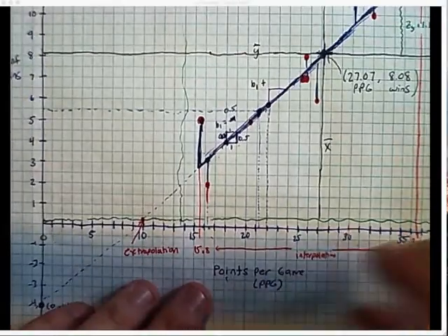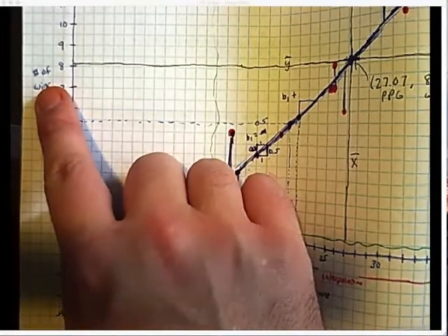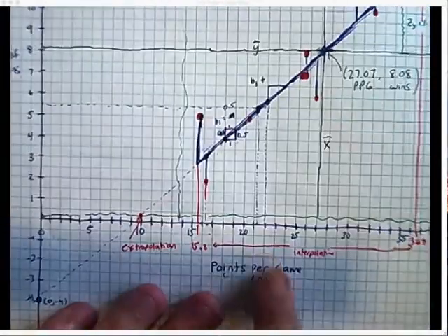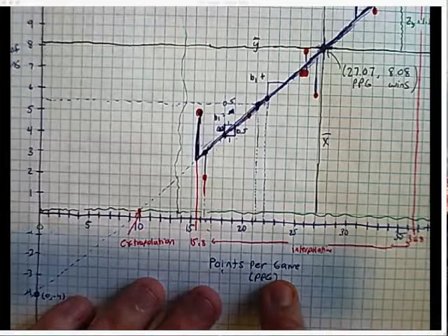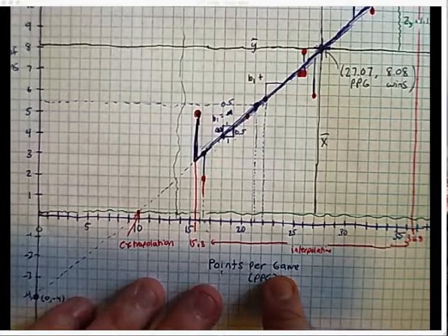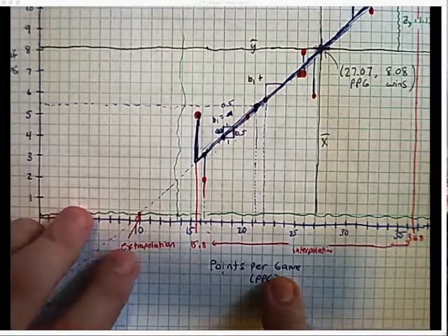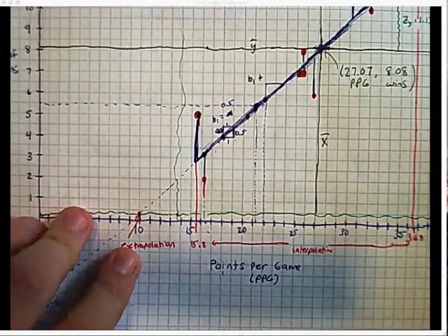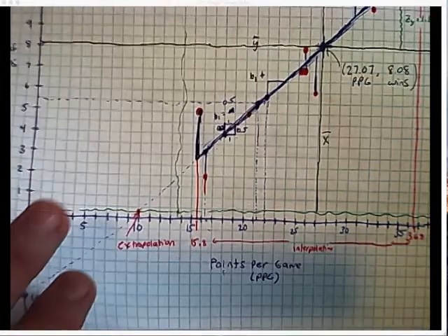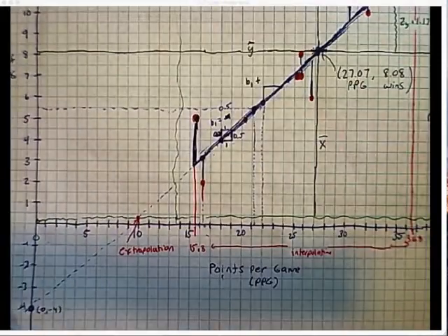87.59% of a team's number of wins can be explained by their points per game. So 87.59% of a team's number of wins can be explained by how many points per game they score. That's pretty powerful. So if you're a football coach, you scored a lot of points.